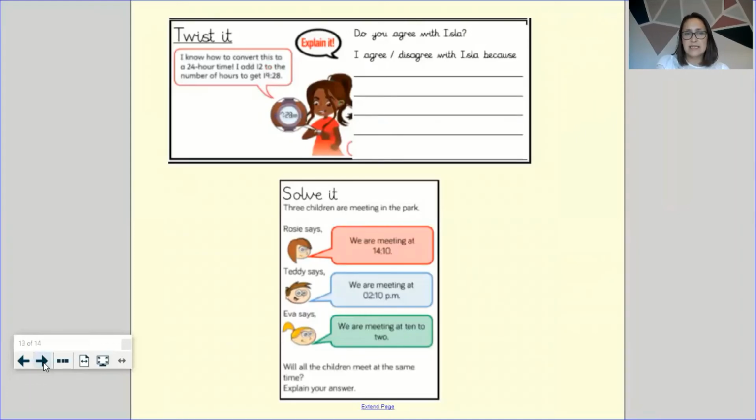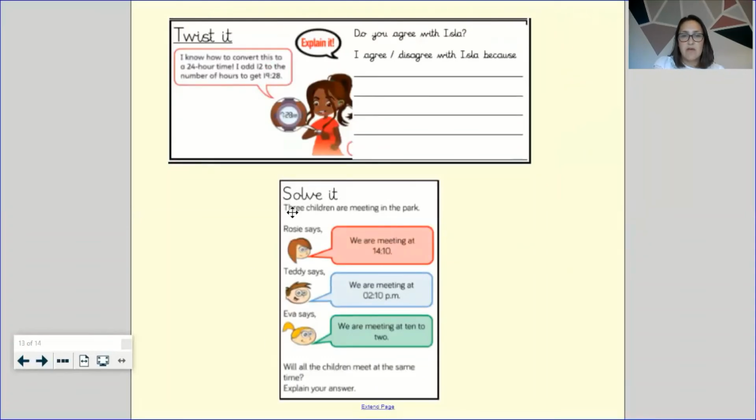This is the twist it. So Isla says, I know how to convert this to a 24-hour time. I add 12 to the number of hours to get 1928. And then you explain it. Do you agree or disagree, and why? And that why is the really important bit, showing you understand why that's the case.